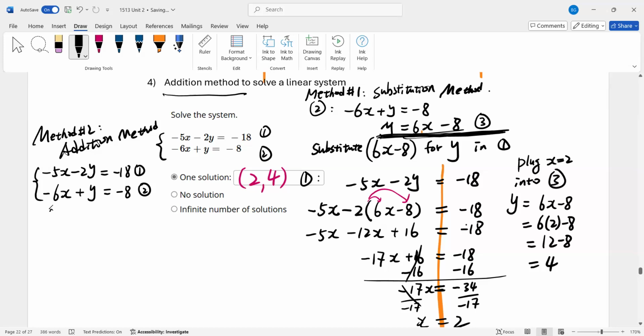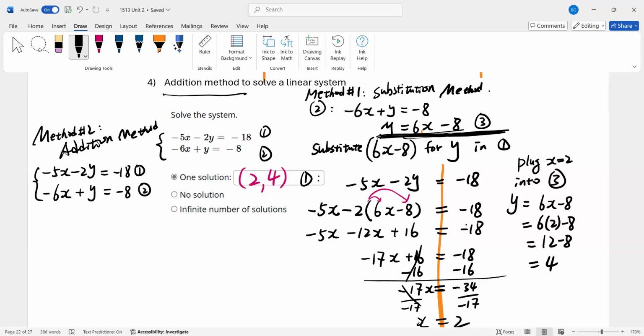I look at variable x. The coefficient of x is -5 in equation 1, is -6 in equation 2. Not very convenient. But when I look at the variable y, in equation 1, the coefficient of y is -2. In equation 2, the coefficient of y is 1. A lot simpler. So for that reason, because the coefficients of variable y in the two equations are a lot simpler, I decide to eliminate y by using the addition method.